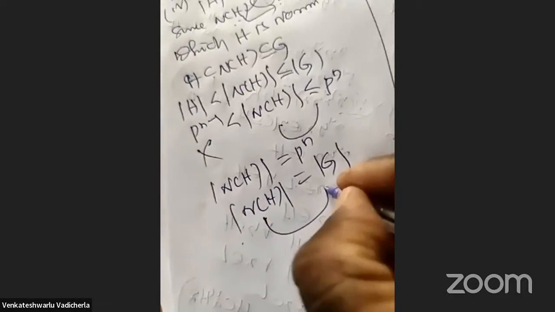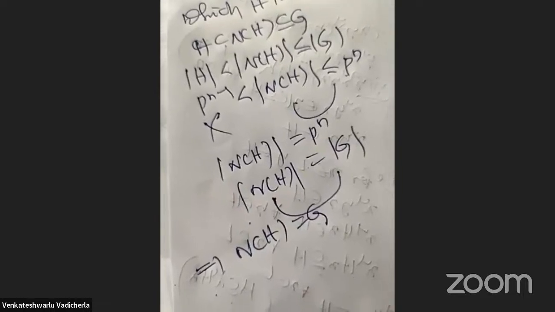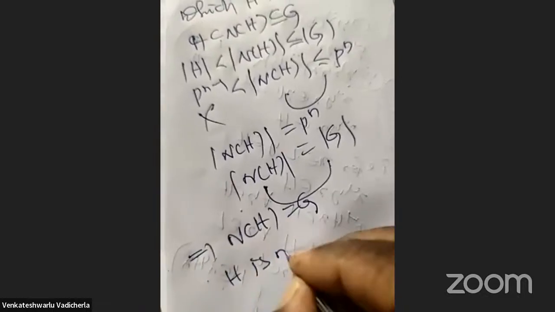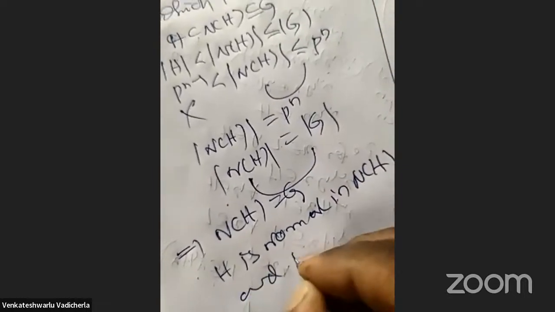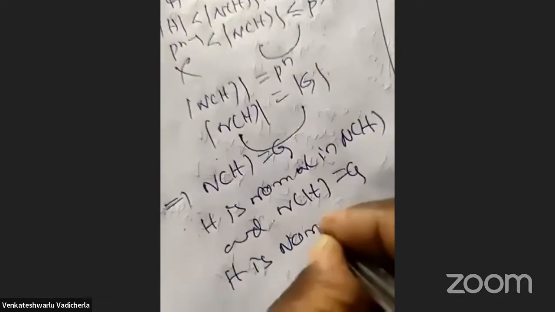Since these two are equal, N of H is equal to G. So H is normal in N of H, and N of H is equal to G. So what happens to H? H is normal in G. So that is clear: H is a normal subgroup of G. This completes the fourth part.